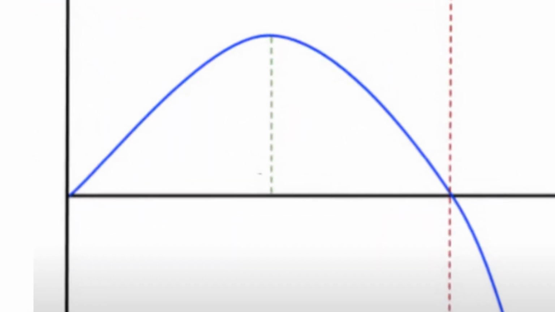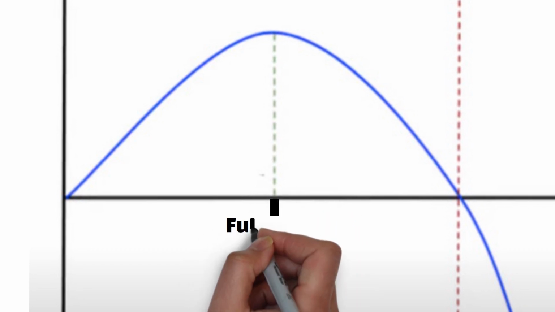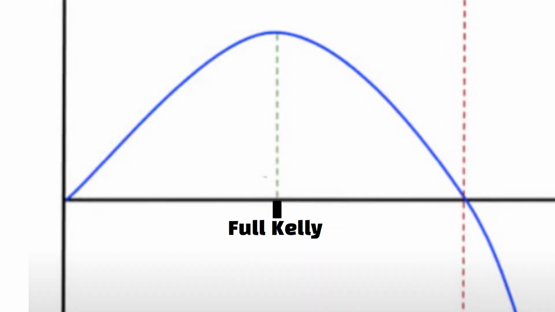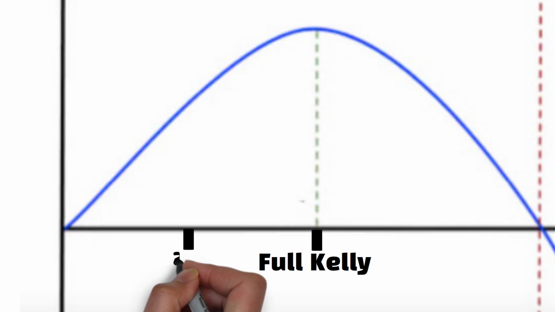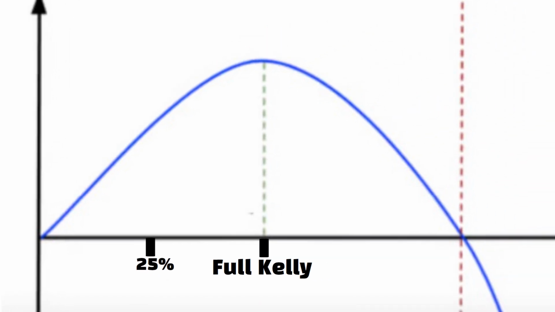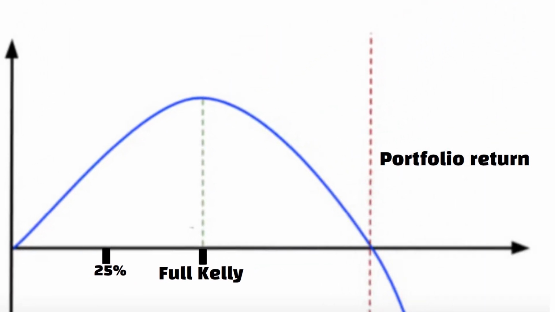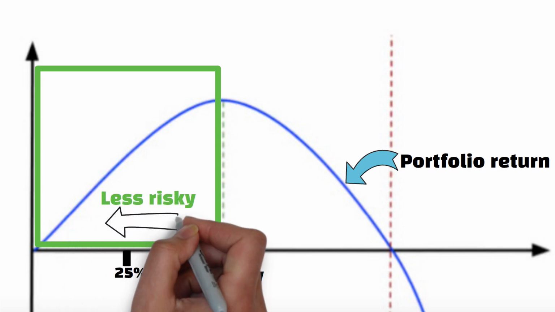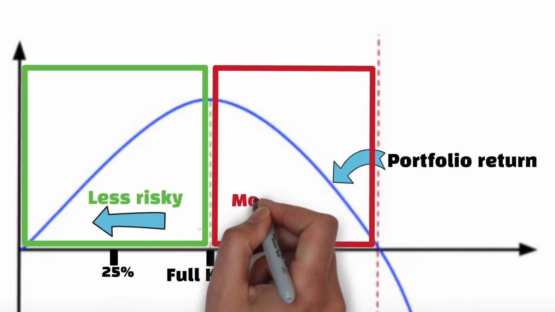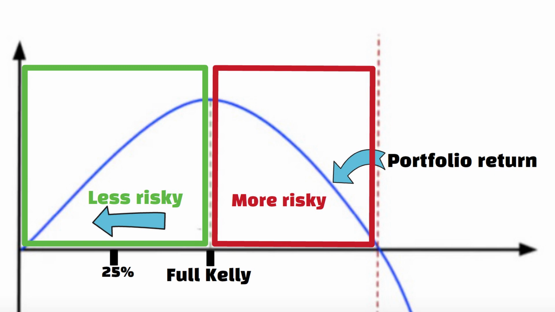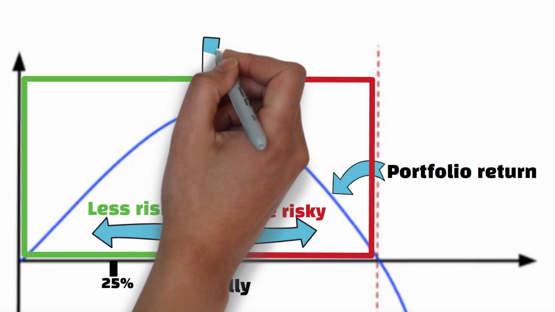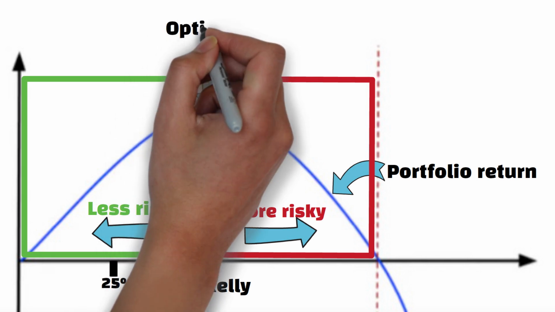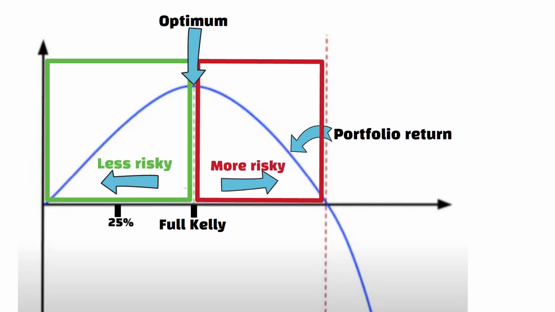Now, look at this diagram to help you understand the Kelly Criterion formula. In the center, the green line shows full Kelly, while fractional Kelly at 25% is here. The blue line represents portfolio return. The left side of the full Kelly line is more conservative, while the right side is more aggressive. The concept suggests that the higher the Kelly means more equity risk and more volatility. The opposite is true for lower Kelly. The optimum position size finds its sweet spot here.